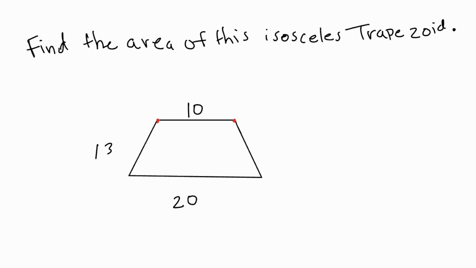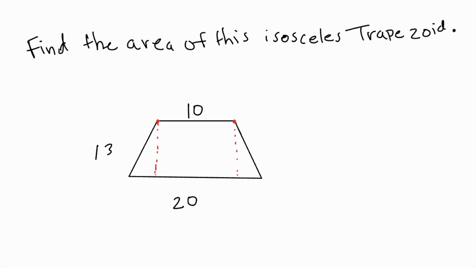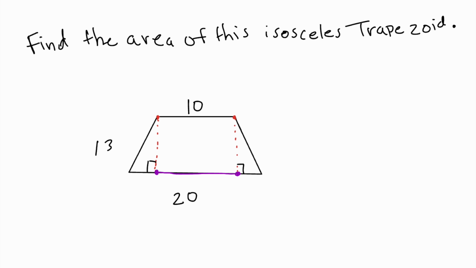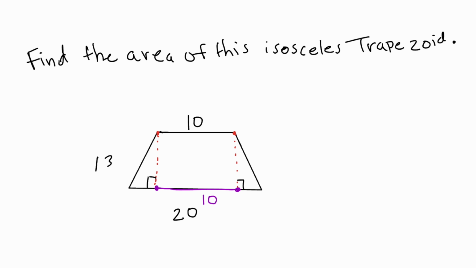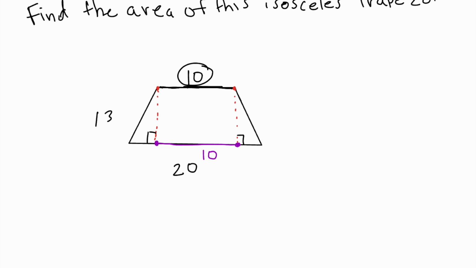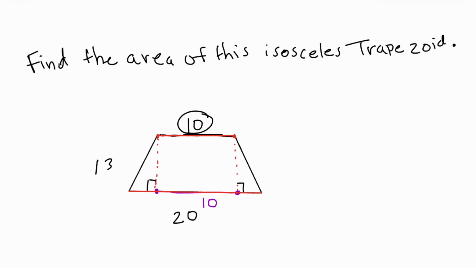Something that we can do is at these angles we can draw dotted lines down, and this in turn will create right triangles inside of the isosceles trapezoid. If you want to, you can pause the video now to see if you can solve. Alright, we are back, so we know that from here to here is 10 because the 10 up here aligns with this base.